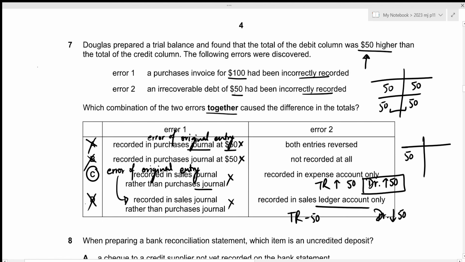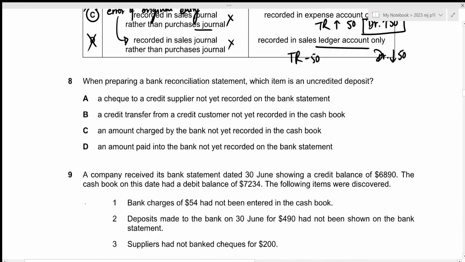Let's move towards the eighth question. When preparing a bank reconciliation statement, which item is an uncredited deposit? So an uncredited deposit refers to all of the deposits or the receipts that have not yet been cleared by the bank. This is the answer we're looking for.